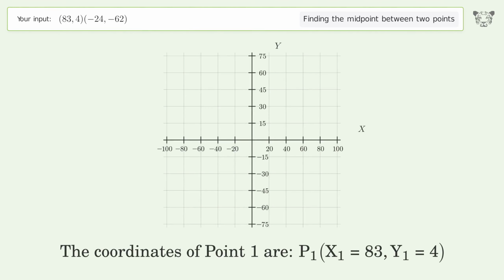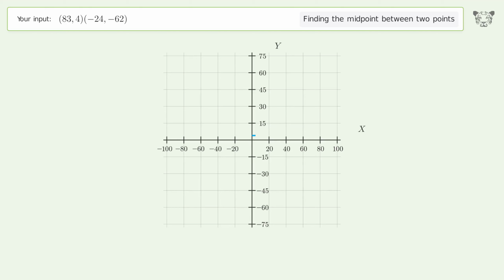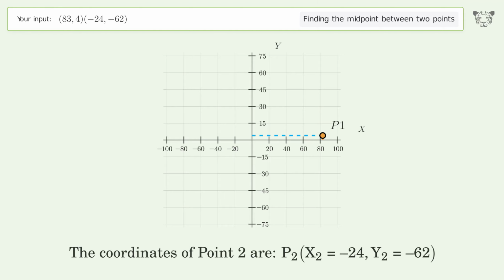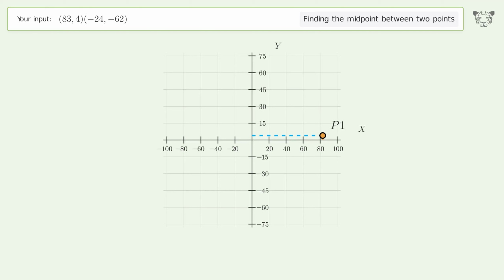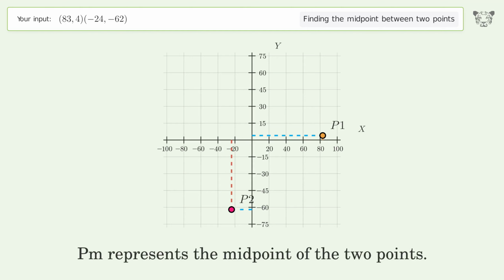The coordinates of point 1 are, x1 equals 83, y1 equals 4. The coordinates of point 2 are, x2 equals negative 24, y2 equals negative 62. PM represents the midpoint of the 2 points.